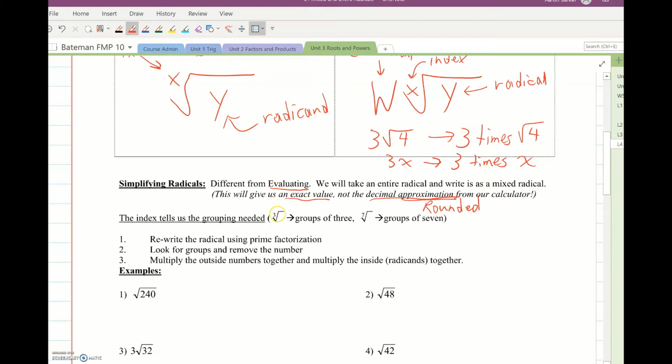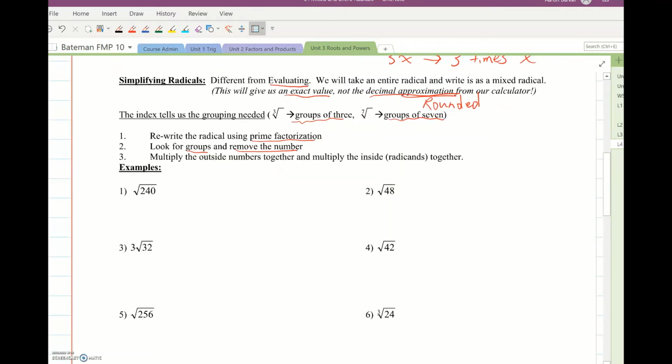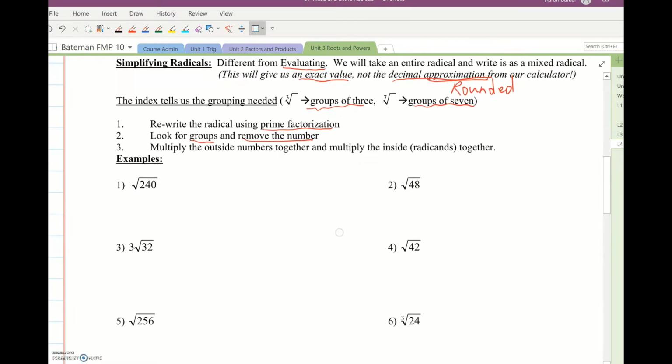So index, remember we have an index of 3. We're looking for groups of 3, index of 7, groups of 7. So first of all, we're going to rewrite this using prime factorization. And then we're going to look for groups, and of course we're going to remove the number. Now there's other ways of doing this, and I'll show you that later, but this method is going to work for all our hard examples.